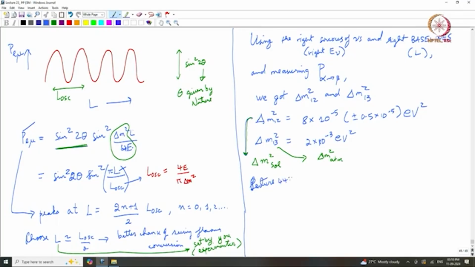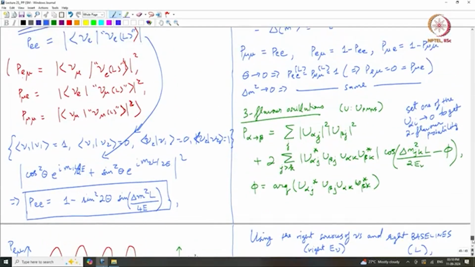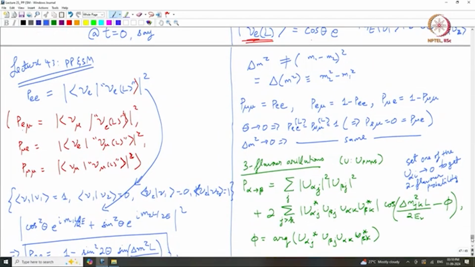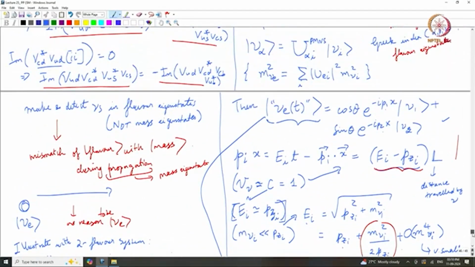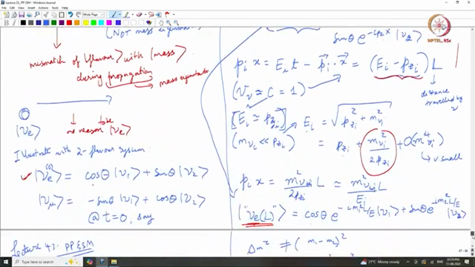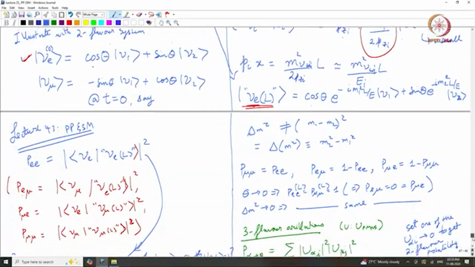This is lecture 44. And in the last class, as you can see, we obtained an expression for neutrino oscillation probability, or the probability for mass induced flavor change after the neutrino flavor eigenstate propagates, for a two flavor system.